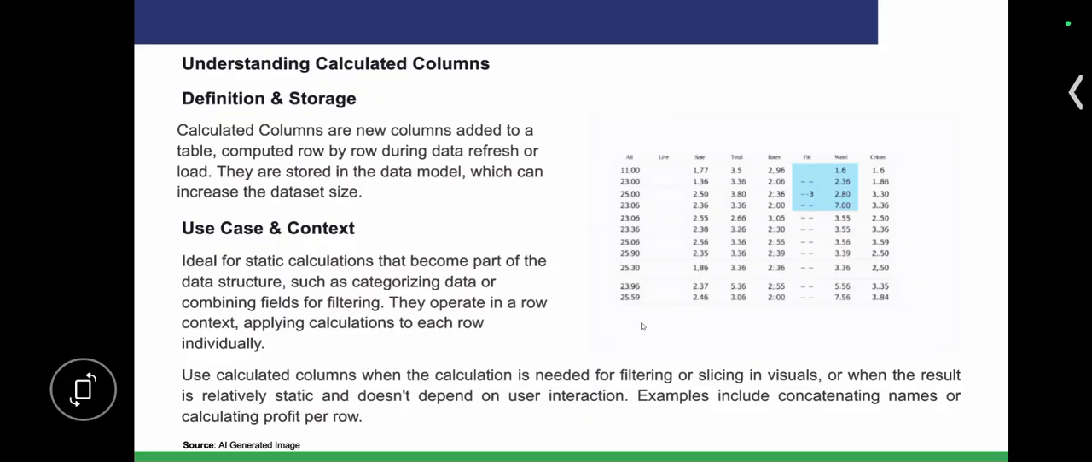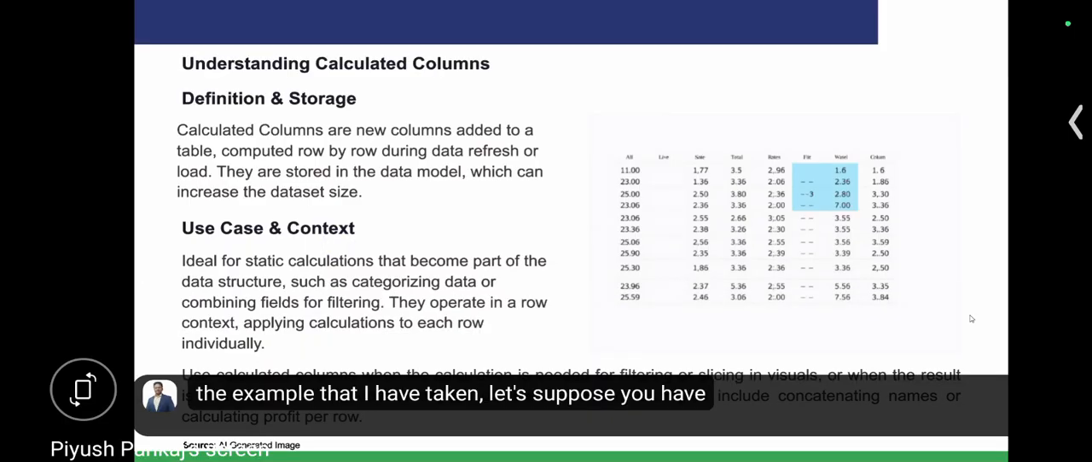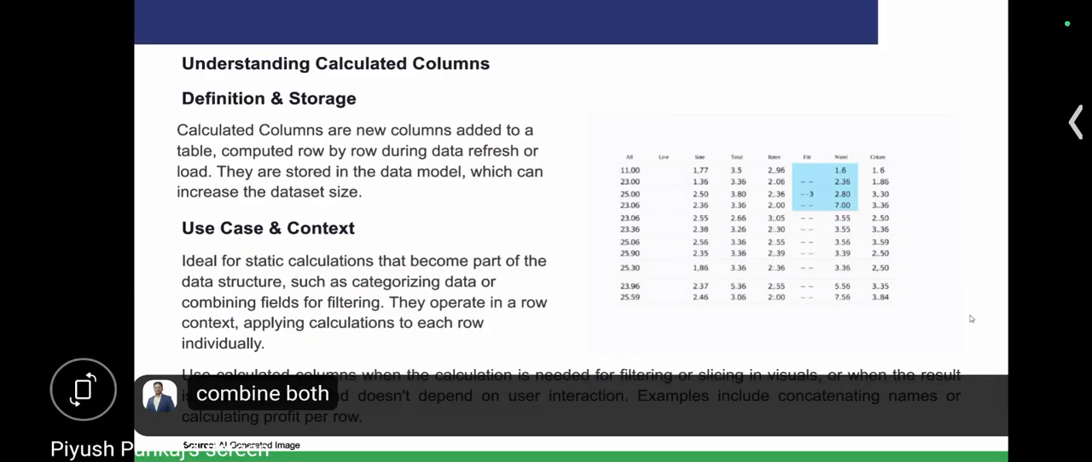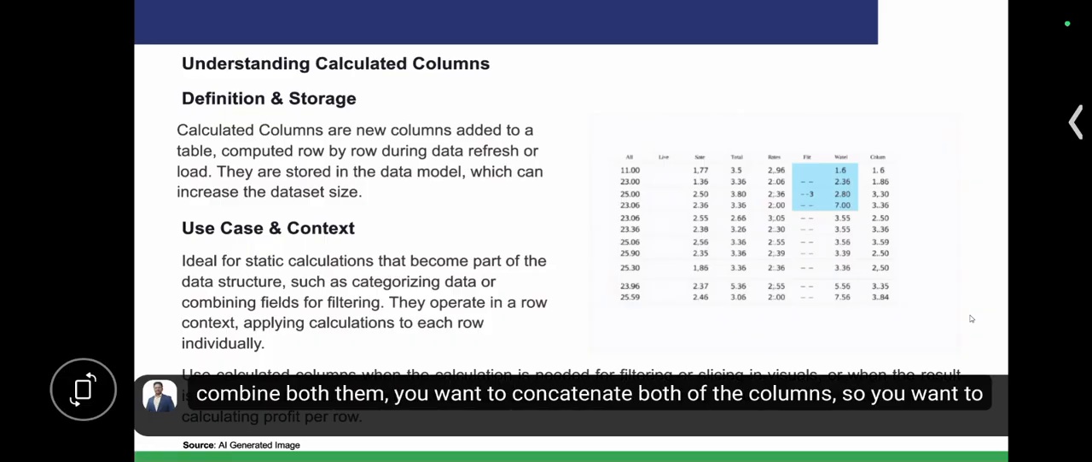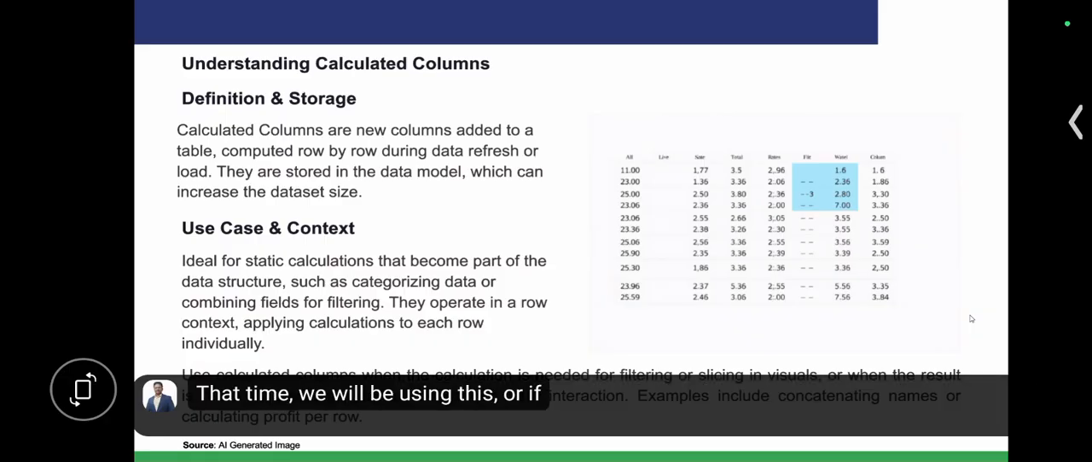Fine. So these are the needs of a calculated column. In the example that I have taken, let's suppose you have two columns, first name and last name, and you want to concatenate both of the columns to create a column with the full name. That time we will be using this. Or if you want to calculate profit per row, that time you are going to use all these things.